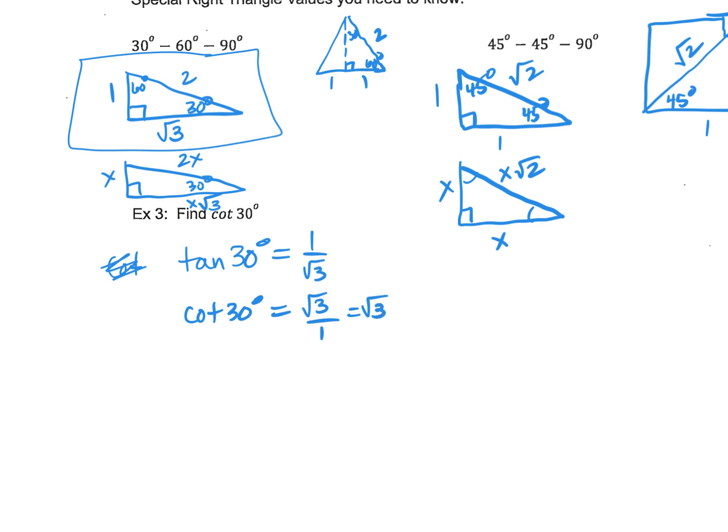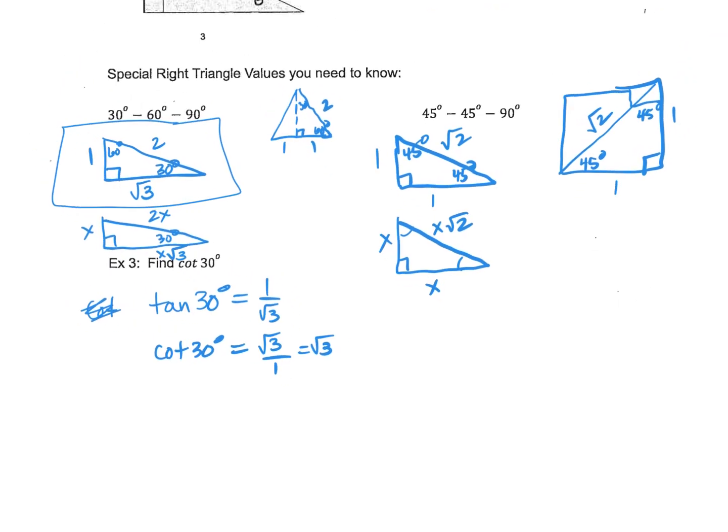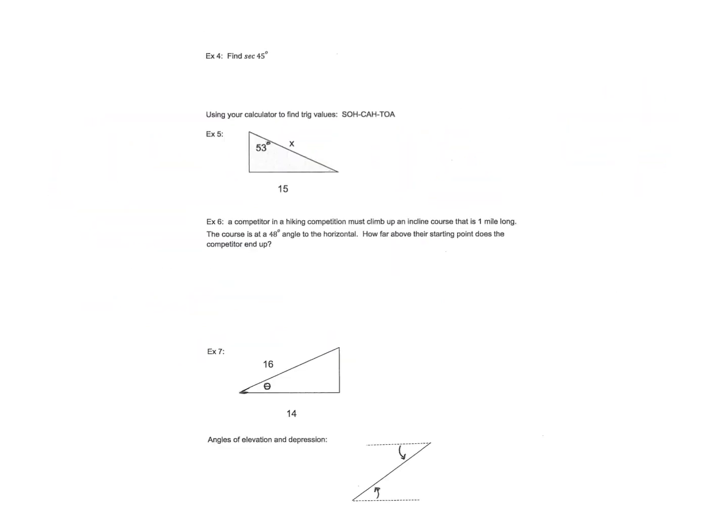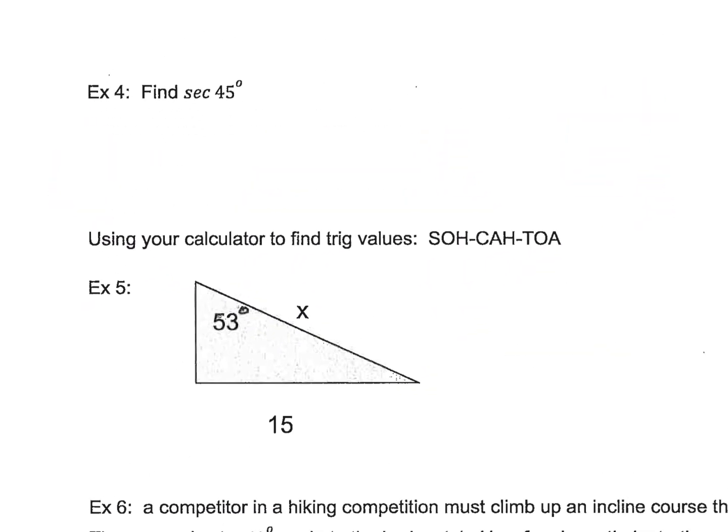So for cotangent, cosecant, and secant, you're always going to start with the sine, cosine, or tangent and then flip them over, aren't you? Questions so far? How we doing? Why don't you try one on your own? It says find the secant of 45 degrees.